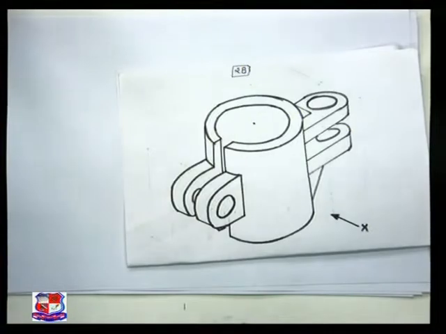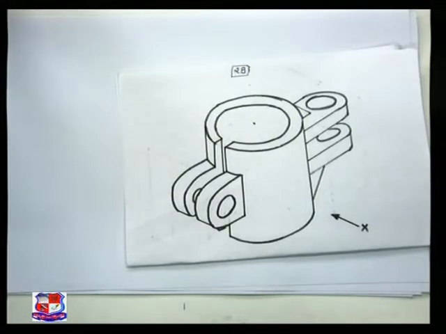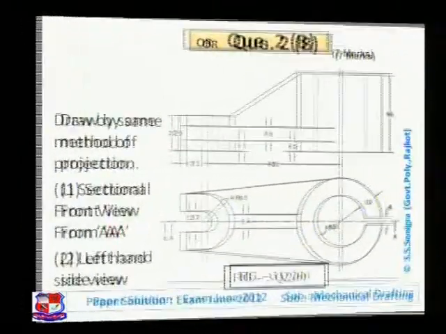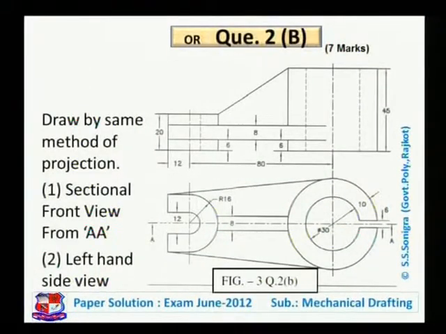Now question number 2b. Next problem. In the OR option, the question is asked like this: draw by the same projection method the sectional front view from AA and the left hand side view. We have to draw 2 views, sectional front view from AA and side view.